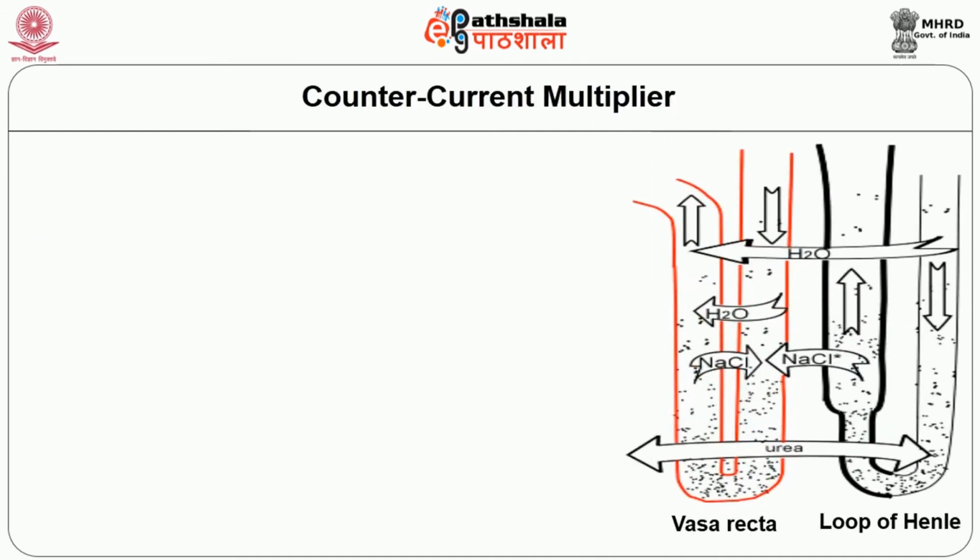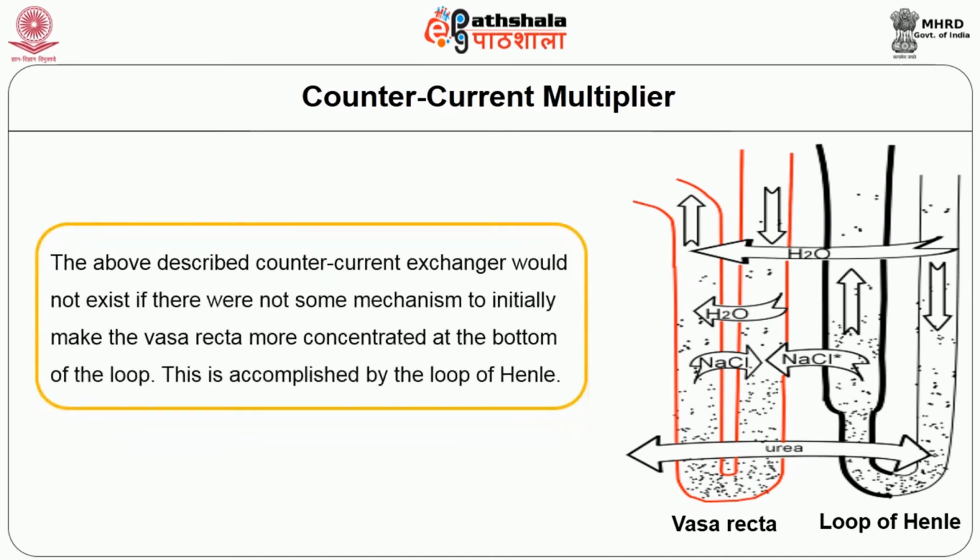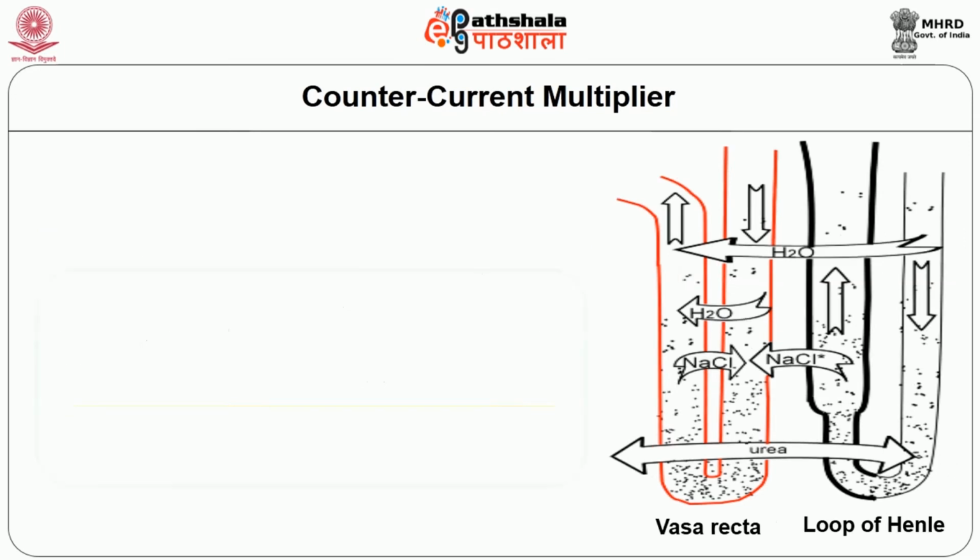Next, we move on to the counter current multiplier mechanism. The above described counter current exchanger would not exist if there were not some mechanism to initially make the vasa recta more concentrated at the bottom of the loop. This is accomplished by the loop of Henle.